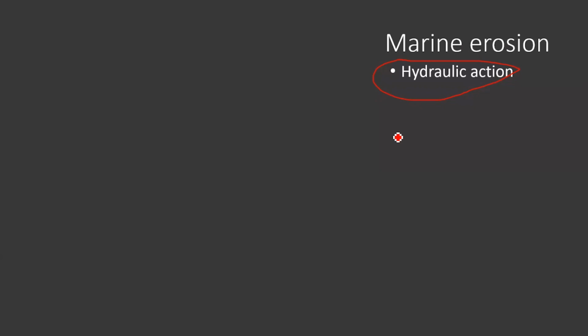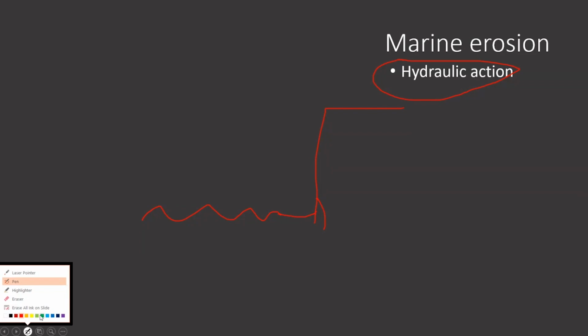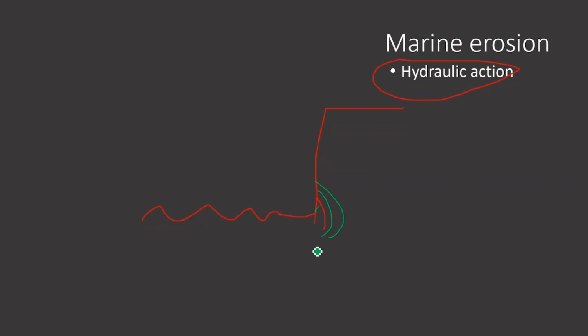Only the water is involved. If you see a beach or a cliff, and this is the water which is coming, when it comes here it starts eroding from here. So this process of erosion is only with the water.